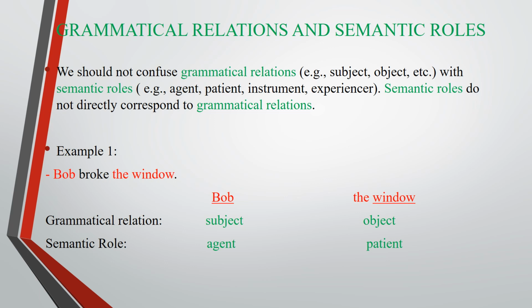For example, if we say Bob broke the window, in this sentence, Bob is the grammatical subject, the syntactic subject of the sentence, and the window is the grammatical object. However, semantically, Bob is an agent. He is the doer of the action. And the window is the patient, the entity that got affected by the action of breaking. Therefore, we should not confuse grammatical or syntactic relations with semantic roles.